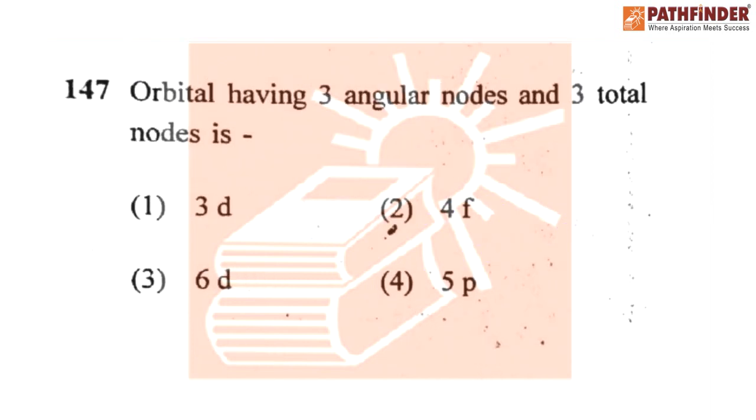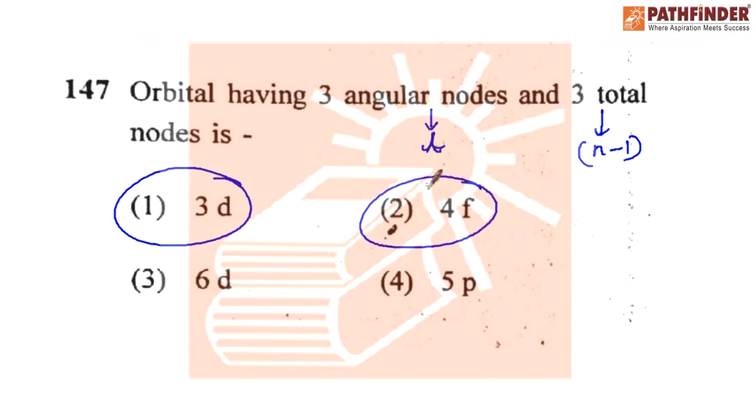Question number 147, a very easy question. Orbital having 3 angular nodes and 3 total nodes. Now we know that angular nodes is just the value of l, the azimuthal quantum number, and total nodes is actually n minus 1. Now if we see option 3D, D has l equal to 2, so it is not possible. Now 4F, F has l equal to 3, so angular nodes equal 3. The total nodes means n minus 1, its n value is 4, so 4 minus 1, ultimately both are coming as 3, so option 2 will be the correct option.